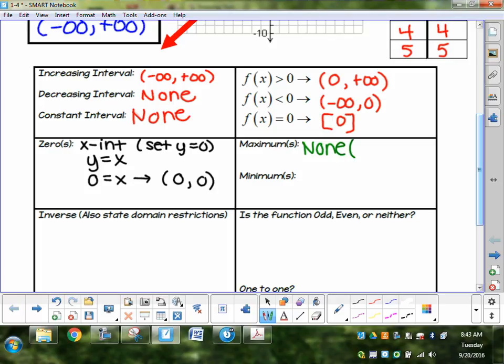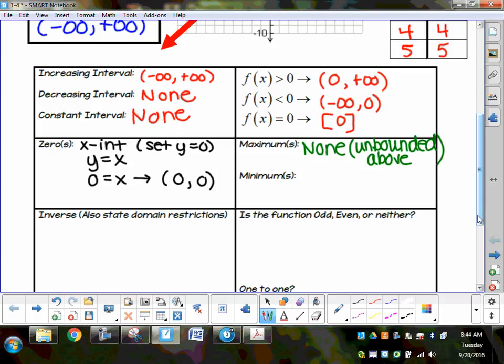And here's your reasoning. The function is unbounded above. What does that mean? There's no ceiling on it. It is always getting bigger. Now, how about the second piece of this? Are there minimums? Apply the same logic. Hands up, please, if you can tell me what the minimum for this function would be.